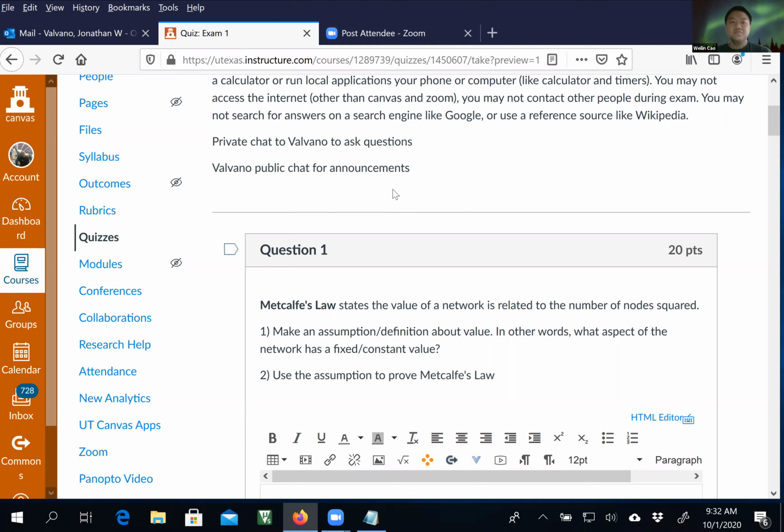So if you say the value was node A connecting to node B, that's the thing that has dollar signs. And whenever I do stuff, I want units. Okay, so the units of value are dollars. So there's a dollar value to connect node A to node B. And then you've got n times n minus 1 over 2.